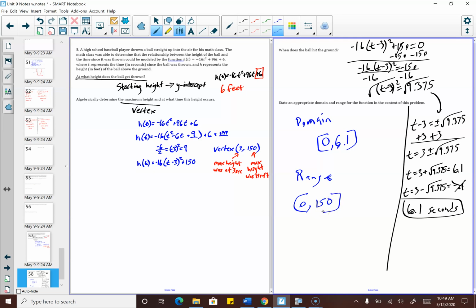Again, domain: 0 seconds to hits the ground at 6.1 seconds. Range: it's 0 feet above the ground, on the ground, and up to its maximum height, which in this case is 150. So see, most of these domains and ranges always start at 0, and then you have to figure out when it hits the ground for the domain and when it reaches its maximum height for the range.